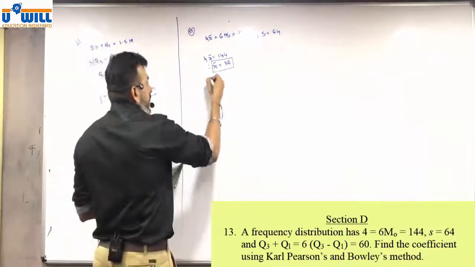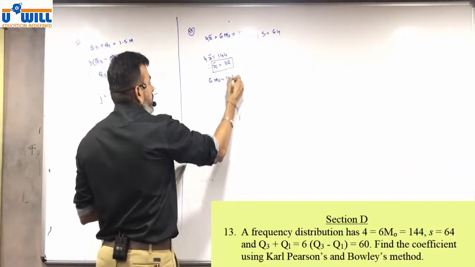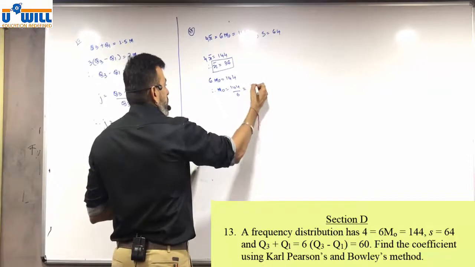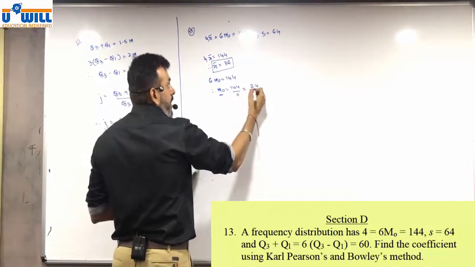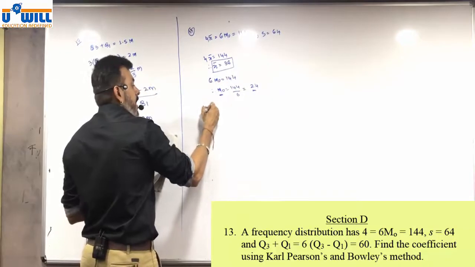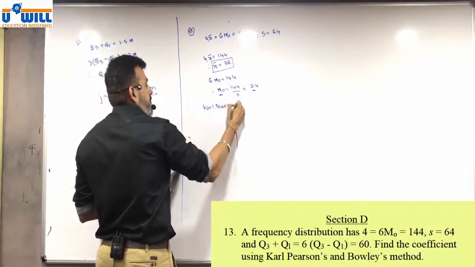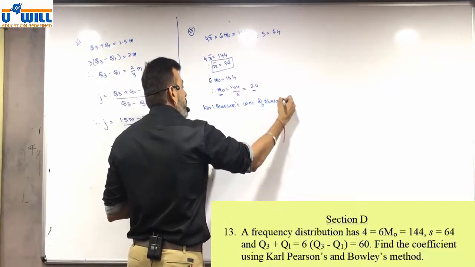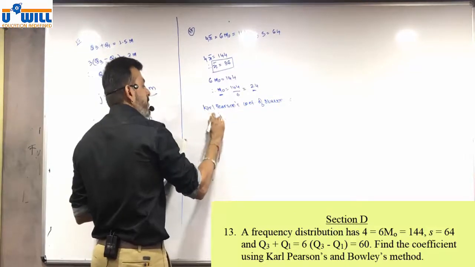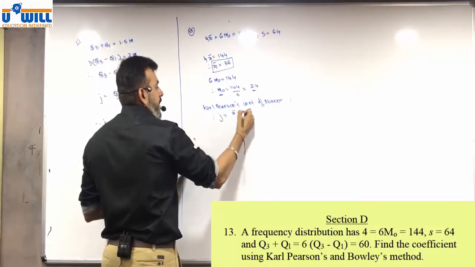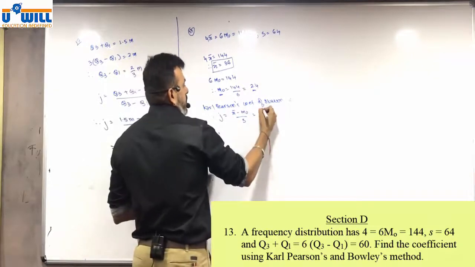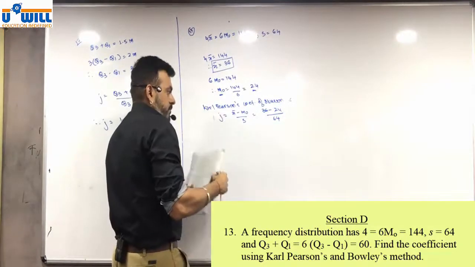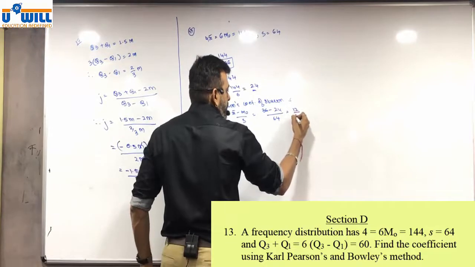Now 6 mode is also equal to 144. Therefore mode is equal to 144 divided by 6, which is 24. So mode मिल गया. Standard deviation तो है. So Karl Pearson coefficient of skewness is equal to J is equal to x bar minus mode upon S. So 36 minus 24 upon 64, which is equal to 12 by 64.